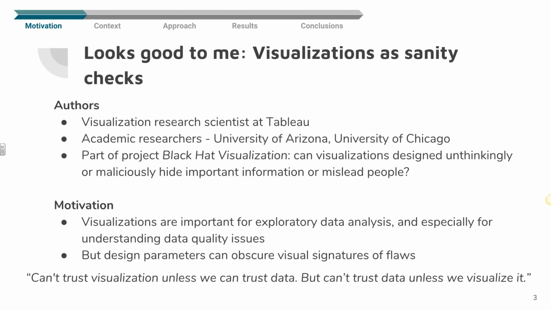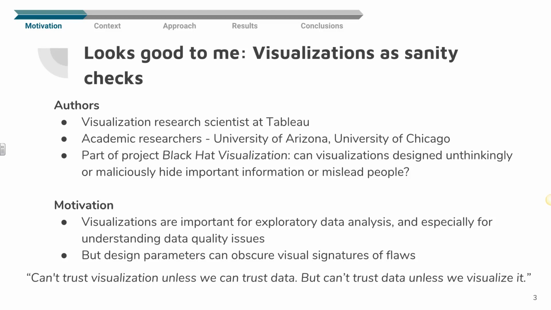So the first paper, the visualizations as sanity checks. The first author is a research scientist at Tableau, just a disclaimer, I guess. The other co-authors were academic researchers, and I thought this was pretty interesting. This paper was part of a bigger project called Black Hat Visualization, which investigates if you can maliciously hide important information to mislead people about visualization. So it seems like just a bigger topic that is relevant and interesting to us all.